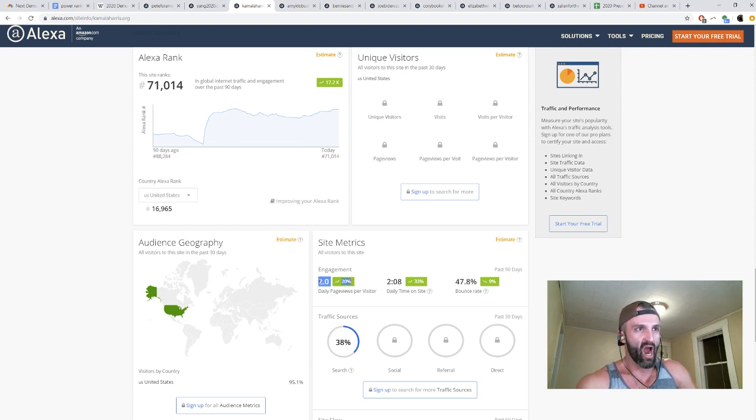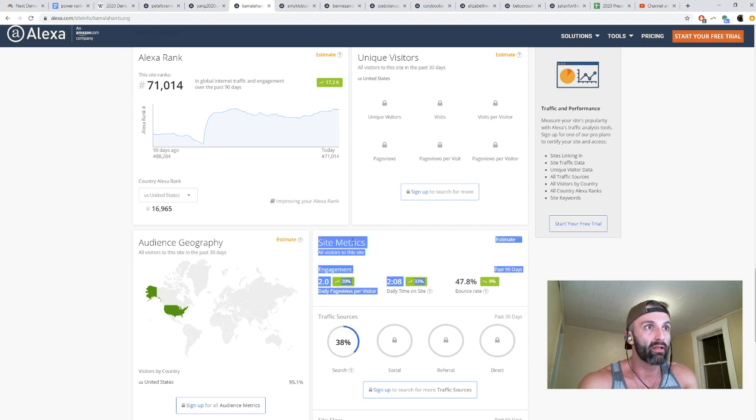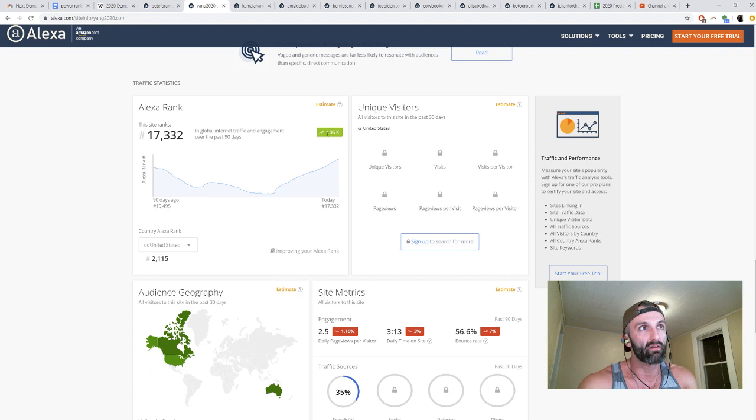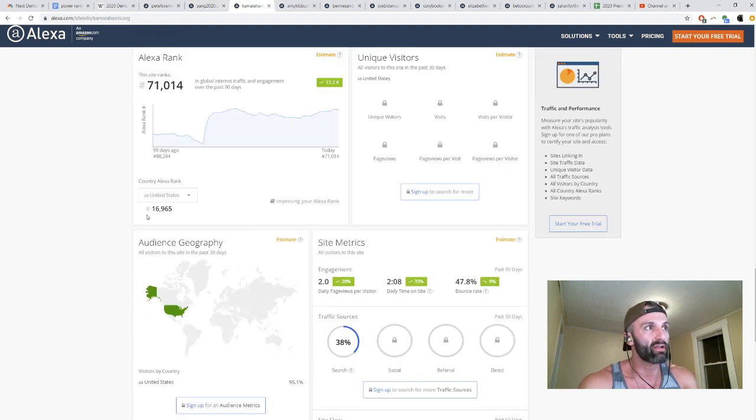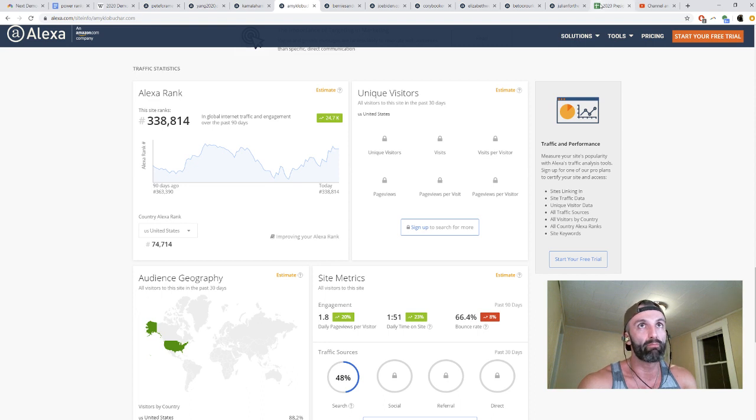Page views, 2 page views less than Yang, 2 minutes and 8 seconds. That's up. I mean, it's good, heading in the right direction. Still not compared to Yang in terms of the total ranking right here in the U.S. 2,100th. Hers is 17,000th. And I did populate everything into an Excel sheet so you guys can get to see everything.